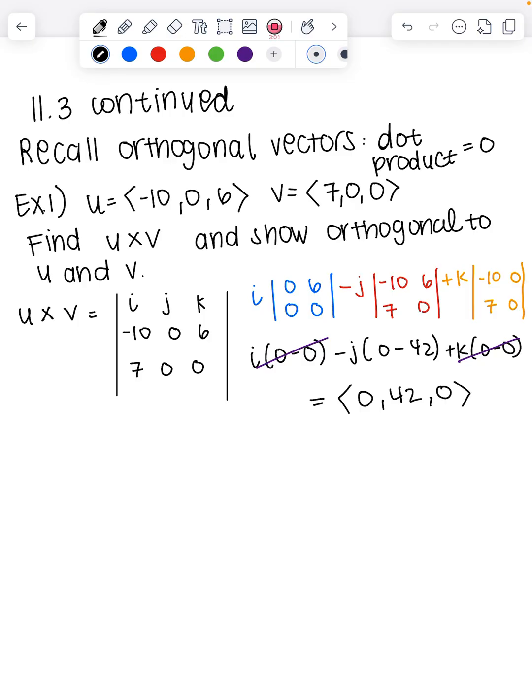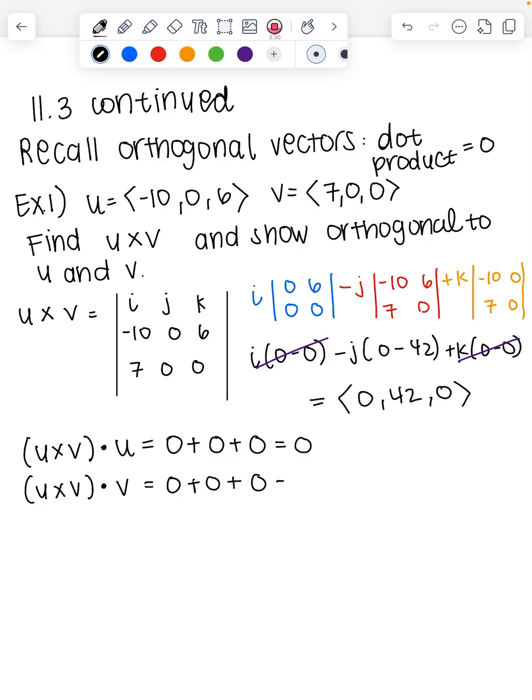And what I'm trying to find is that u cross v, with the dot product of this with u, well, let's figure that out. So I have 0 plus 0 plus 0 gives me that 0 I was looking for. And then this cross product of u and v, dot product with v, is going to be 0 plus 0 plus 0, so I get 0. So I have, number 1, found the cross product of u and v, and secondly, I have shown that it is going to be orthogonal to u and v.